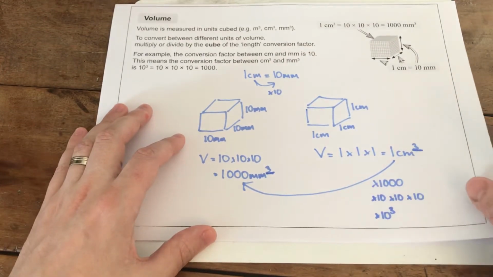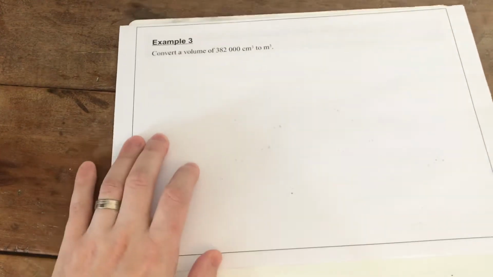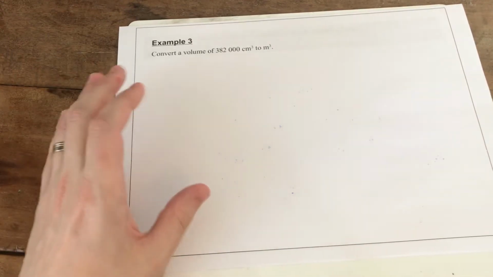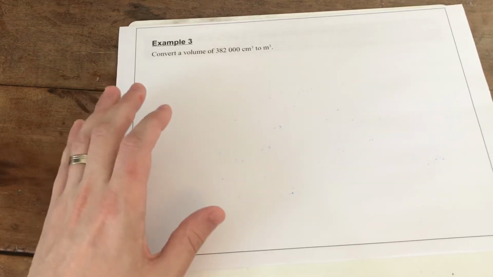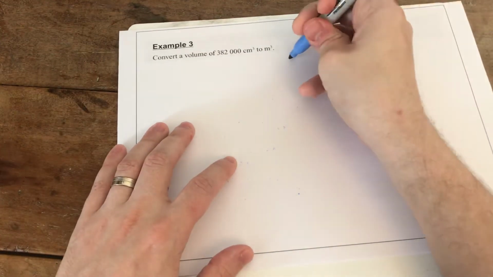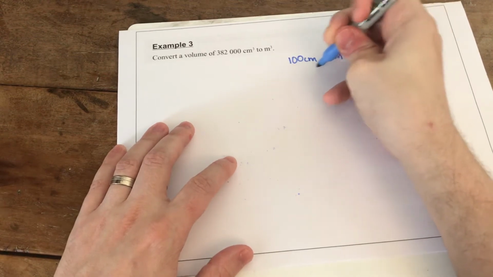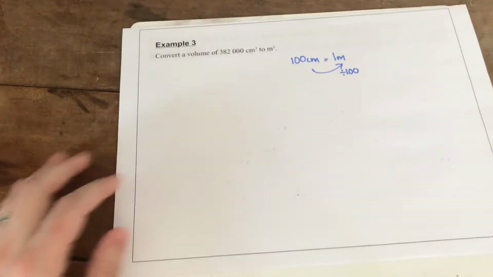So I'll show you how this works in action. So you have this problem here. It says convert the volume of 382,000 centimetres cubed into metres cubed. What I would say is these types of questions are typically on a calculator paper. You'll need a calculator to support you with this, okay? So if we have a look, 100 centimetres equals 1 metre. And to do this, we divide by 100, okay?